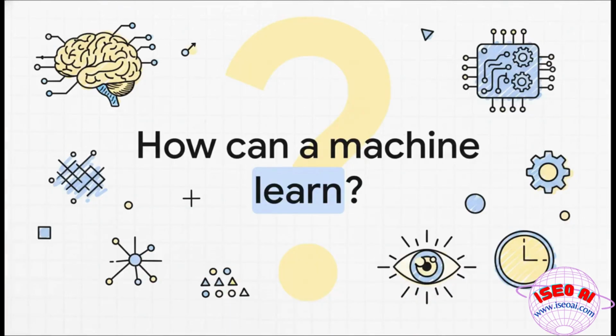learn. I mean, that's the big question, right? It sounds kind of impossible. A machine is just circuits and code. So how do we get it to spot patterns, make predictions, and adapt on its own, almost like a person? Well, it turns out the inspiration for it all comes from a place you know very well.